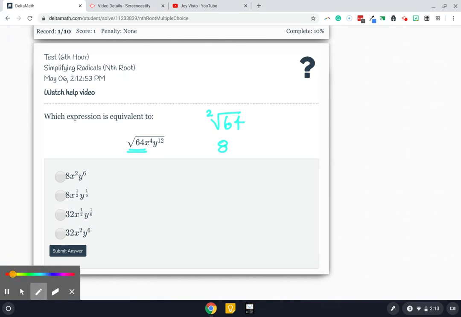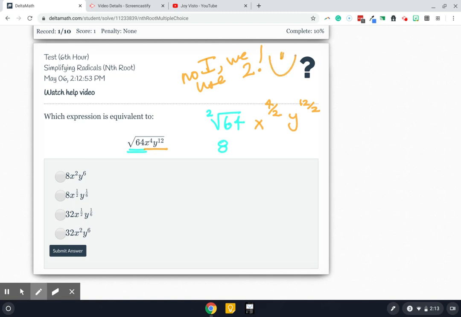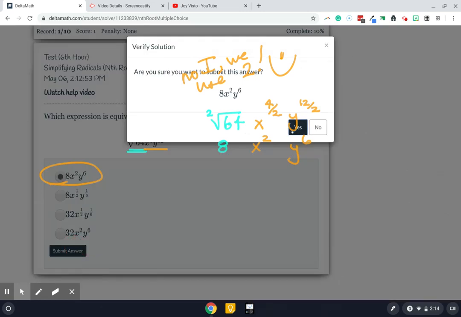The second part is dealing with the letters. And again, that 2 is going to come in handy because it's going to be x to the 4 over 2, y to the 12 over 2. So knowing that there's a 2 there, because when there's no index, we use 2, that's going to help us get things finalized. And that takes me to the top choice on my list. And I can click that, submit the answer, and hope we're right. If not, I'll have to go back and fix something.